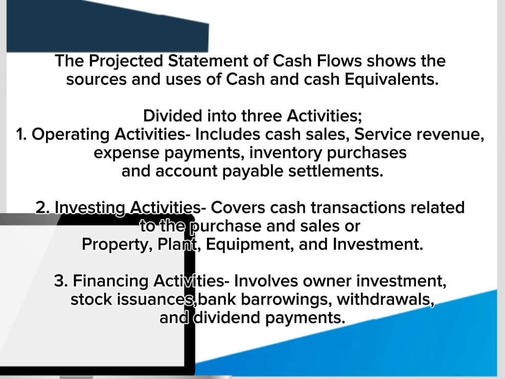The last is financing activities. Financing activities show cash flows related to funding the business. Financing activities involve owner investment, stock issuance, bank borrowings, withdrawals, and dividend payments.